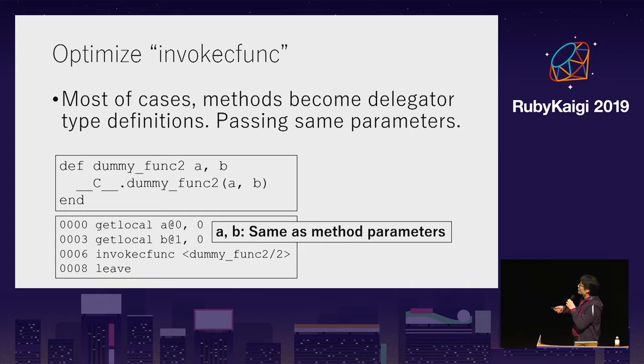So getting access from pushing the value of local variables A and B, and calling the invoke C function instruction. But A and B are the same as method parameters. So this delegation type code should be this type of delegation type.